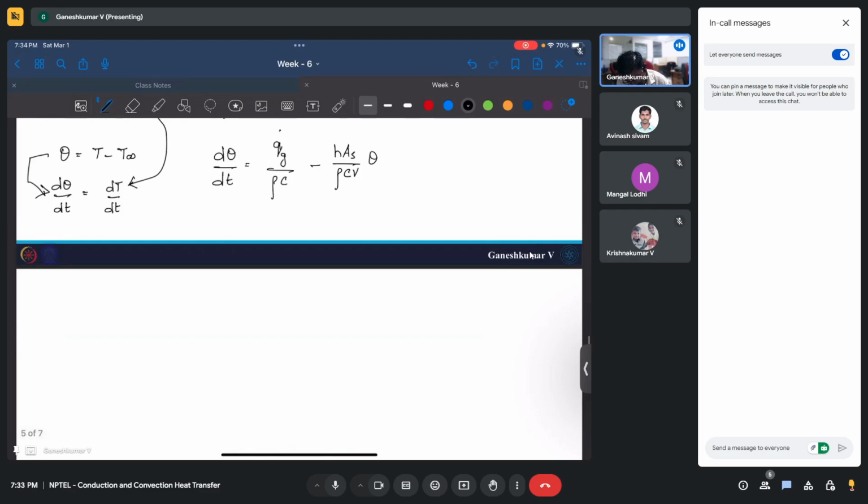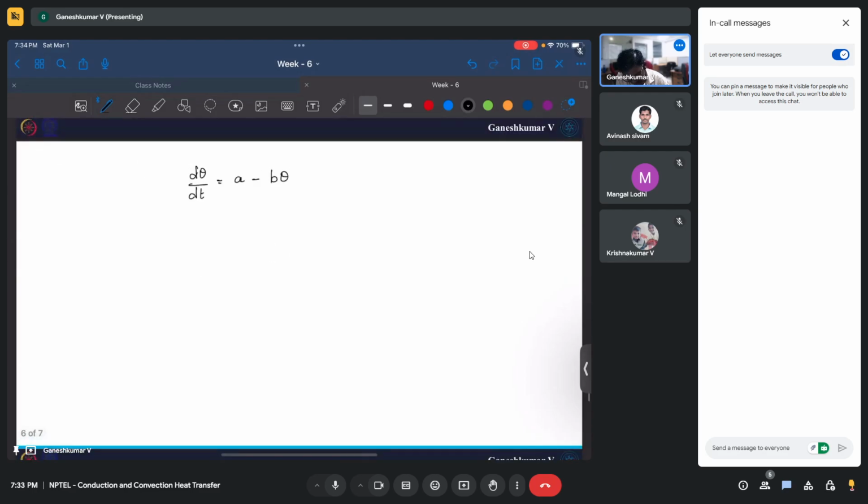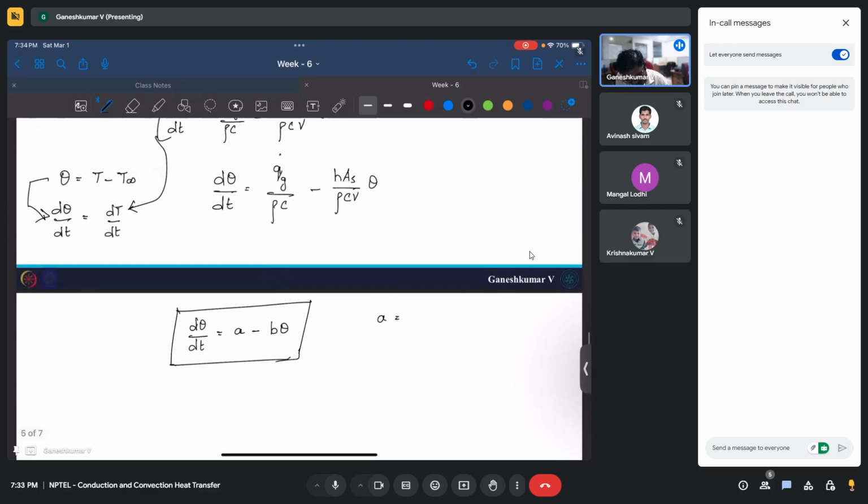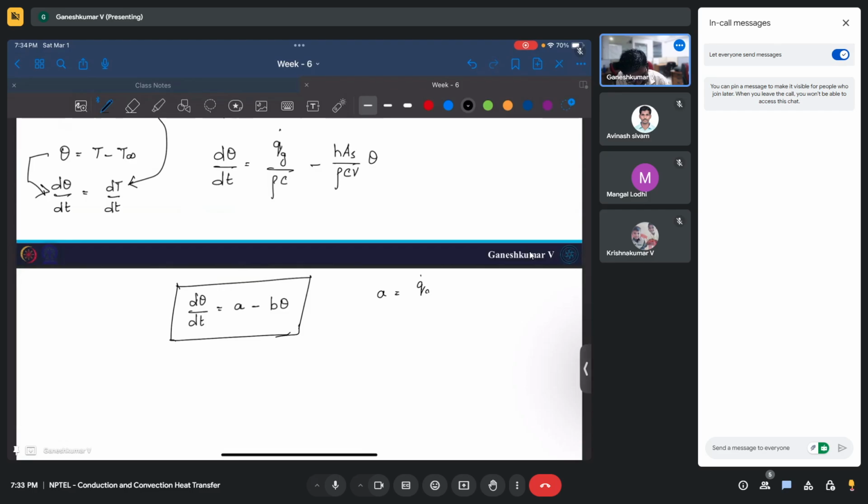Now I can also simplify it further. Instead of this intimidating rho c h as everywhere, since we know it's a constant and we know all the parameters, I can just write this as a minus b theta. So basically you need to solve this differential equation. What is A? A is Q dot G by rho C, and B is HAS by rho CV.